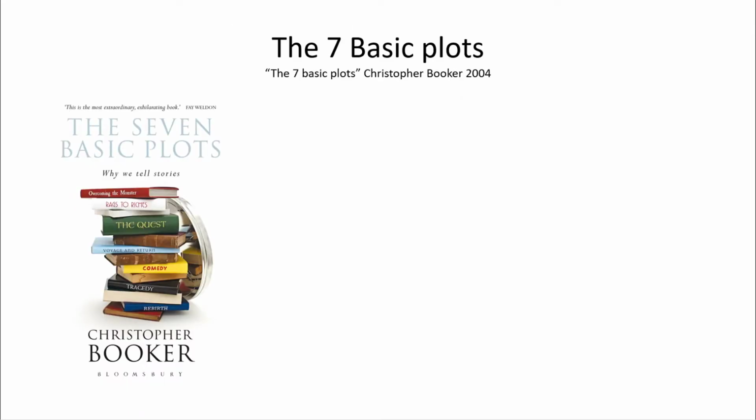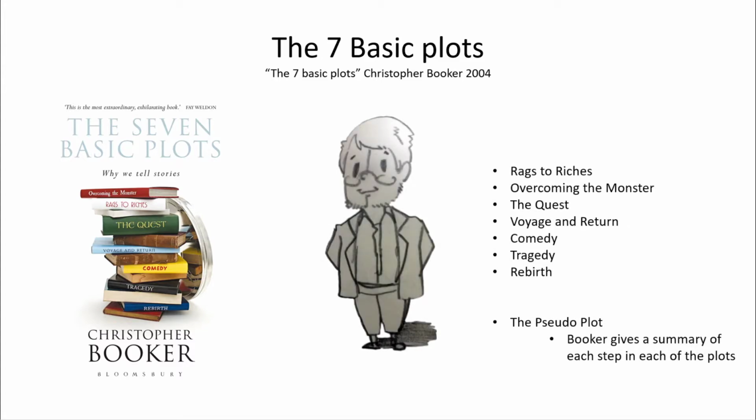Another method of looking at plot is the 7 basic plots from Christopher Booker. And Christopher Booker disagreed with Campbell. His view was that there is not just one story out there, but in fact he could identify 7 different stories with little bits and pieces that could be added and dropped out of each of them.